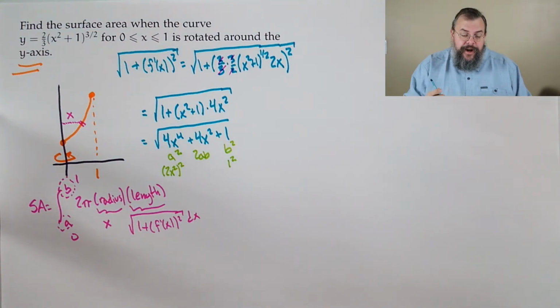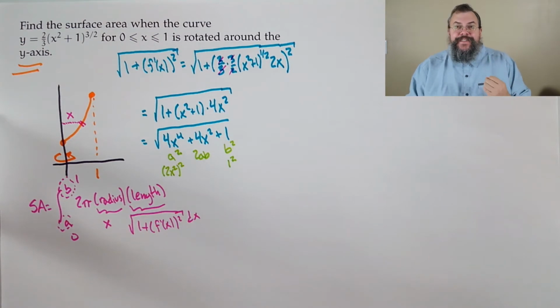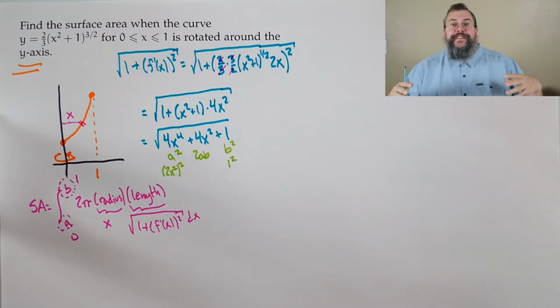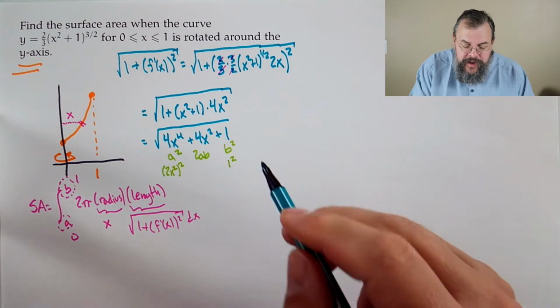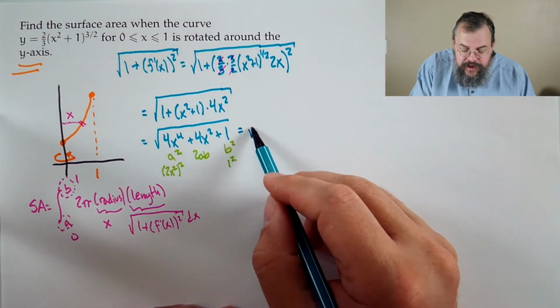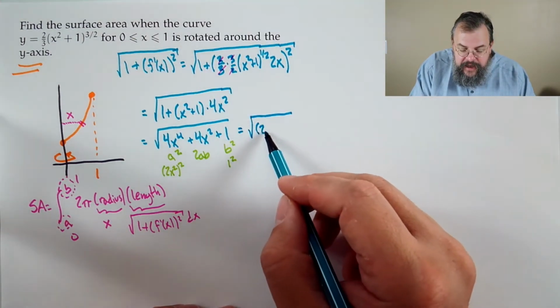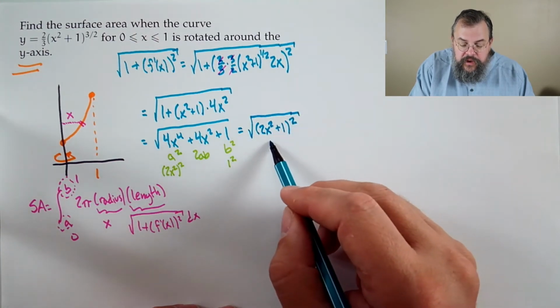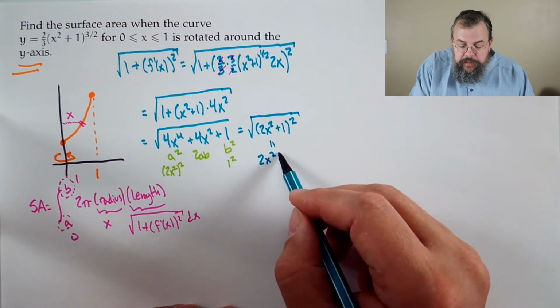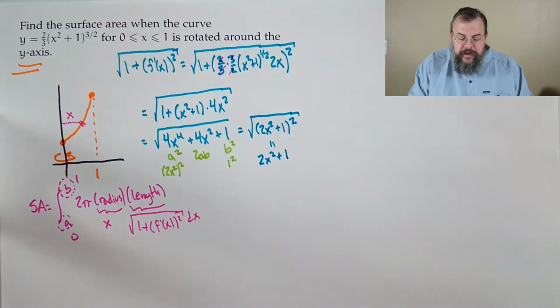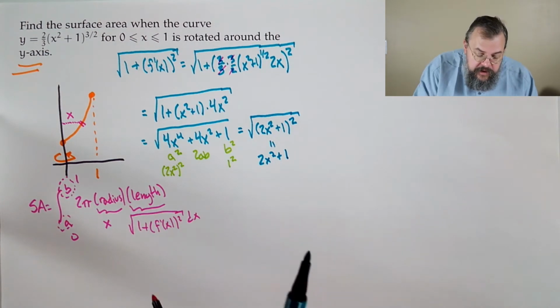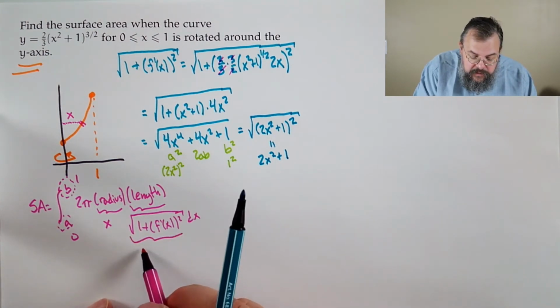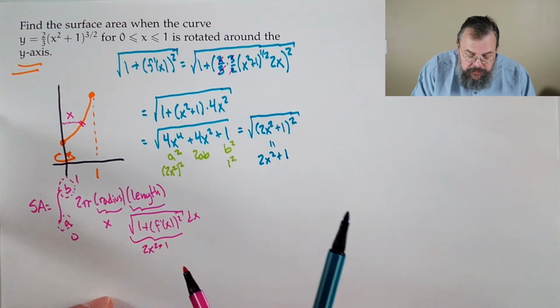It's a perfect square. This is fantastic. It's a great way for us to get rid of our square roots. So this is really the square root of a plus b squared, or if you like, 2x squared plus 1. So this expression right here is becoming 2x squared plus 1.